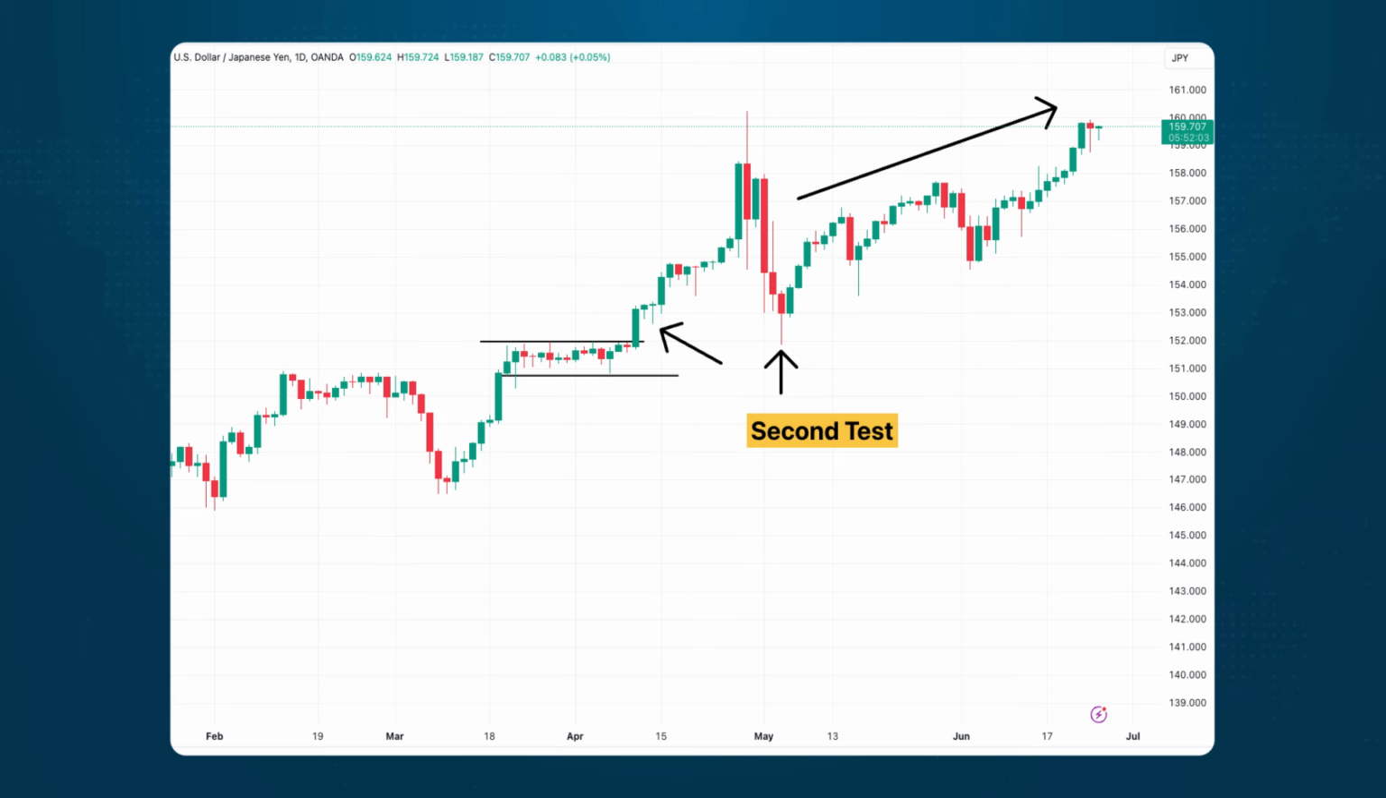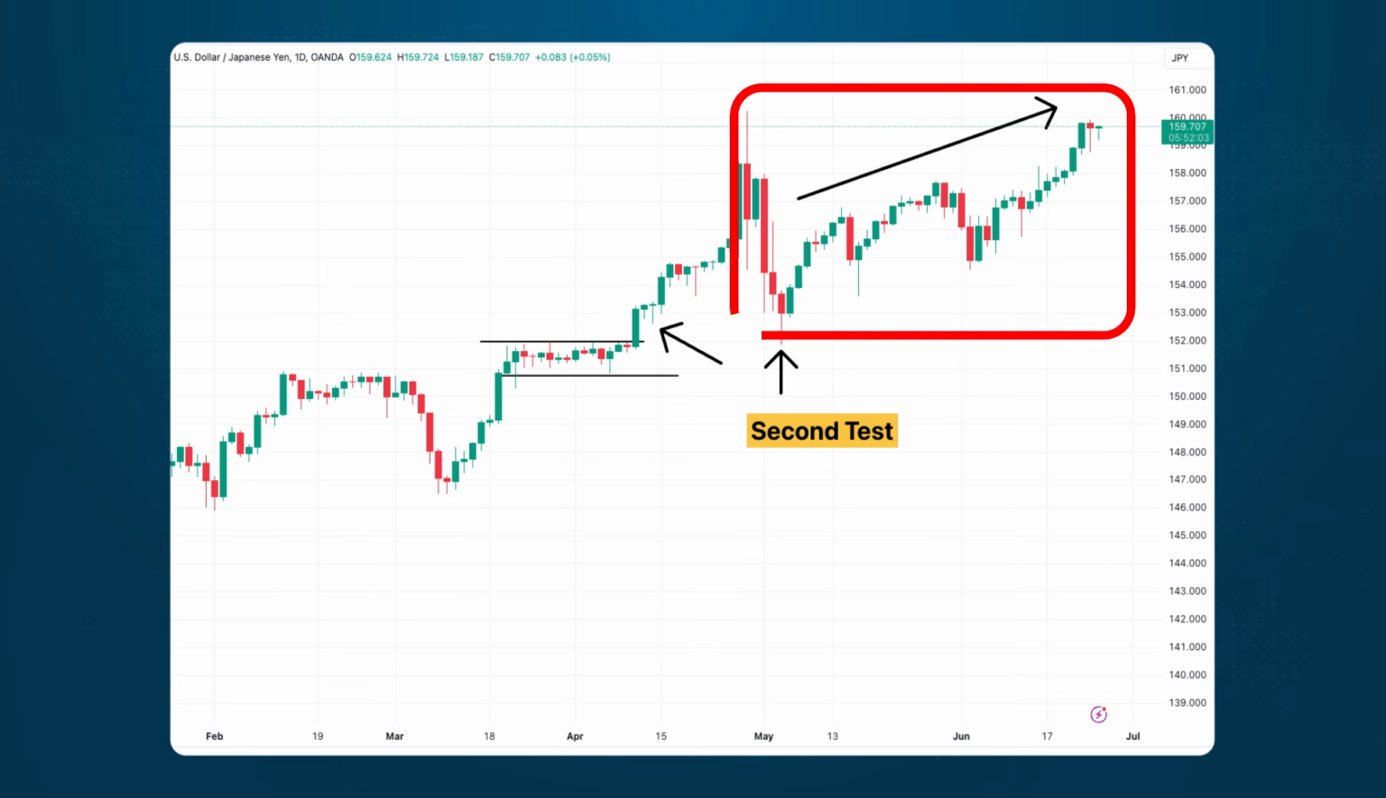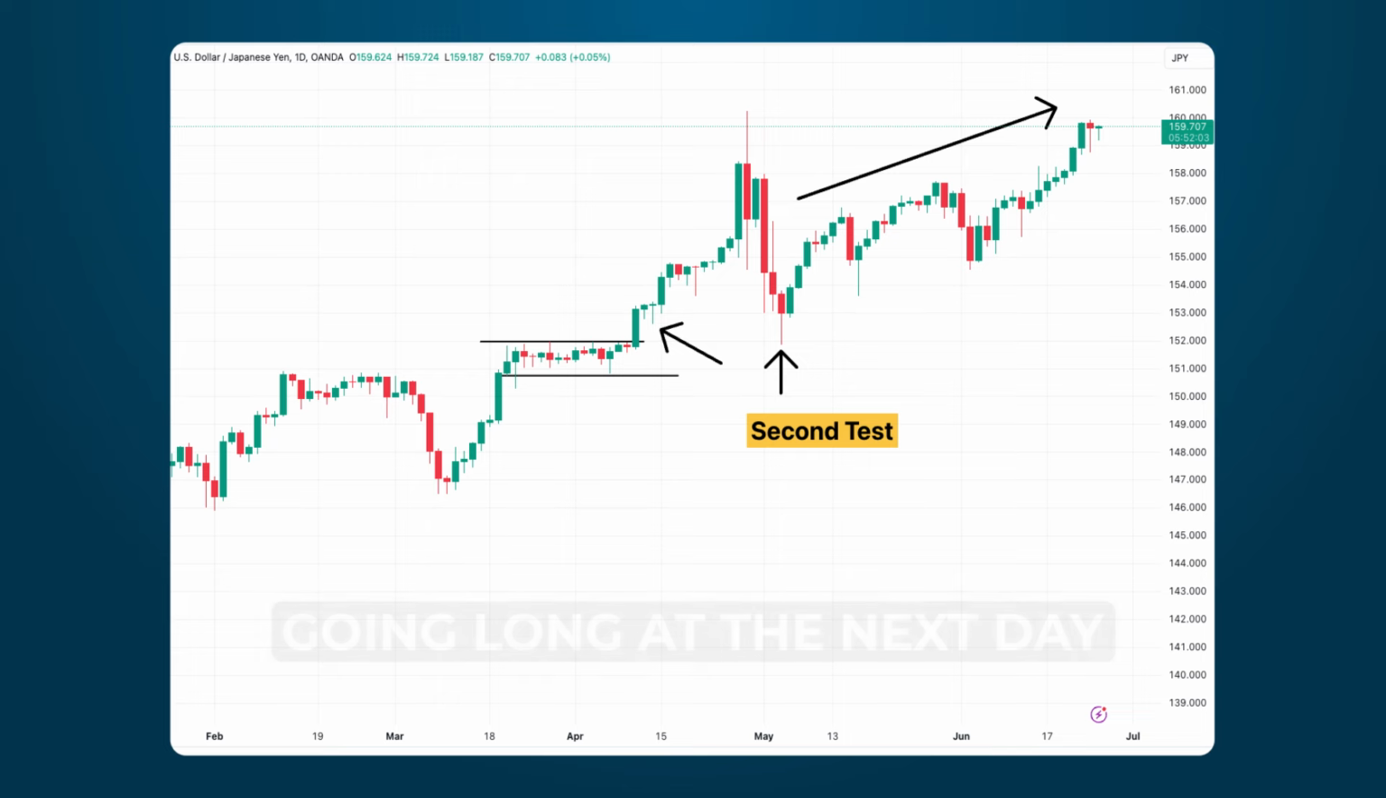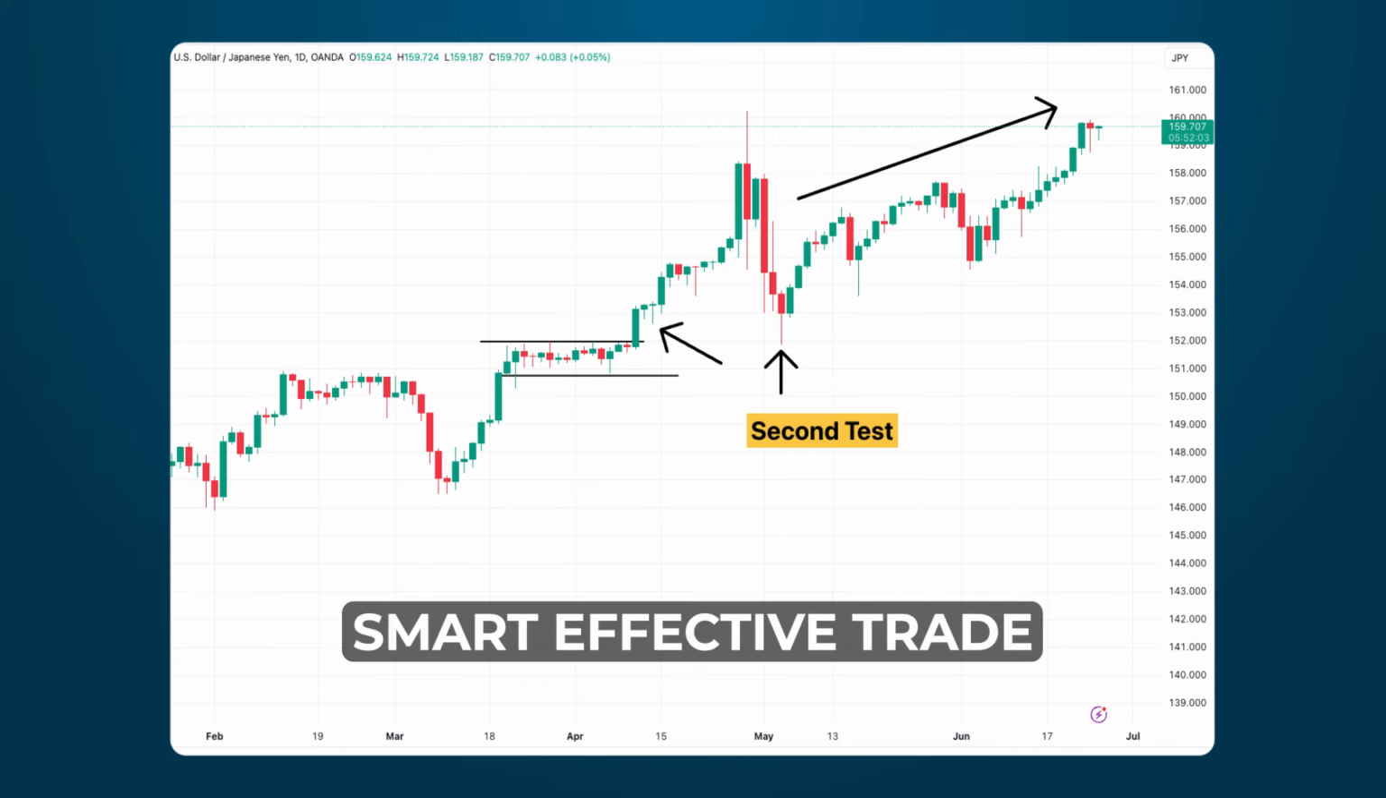Alternatively, the real test, which can also be seen as a second opportunity to get in, happens a few weeks later where dollar yen actually drops to test the top of the range, and that holds. The long wick close is another strong signal of the support level holding. In this case, going long at the open of the next day's candle would have been a very smart, effective trade. The retrace is what makes this such an ideal setup.